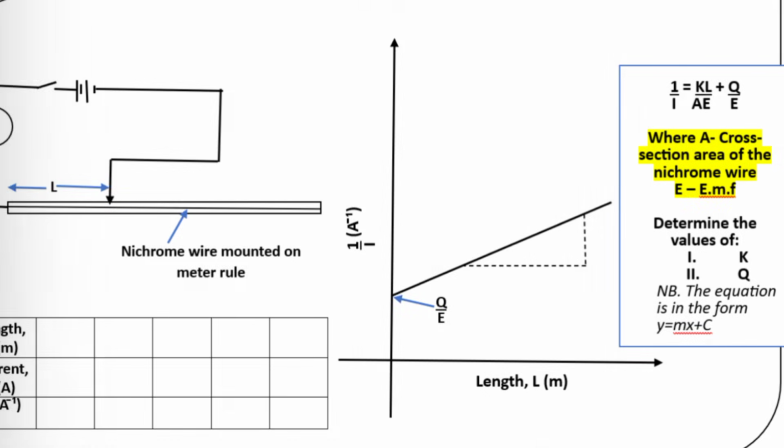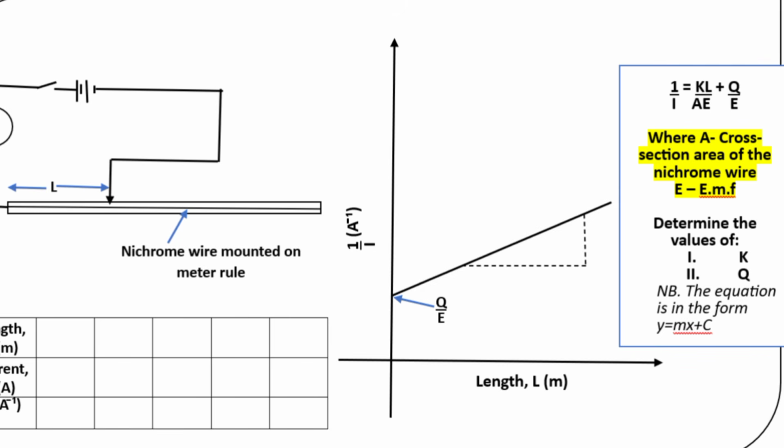We can also look at the fourth one before we go to another summary of the same. For this practical, we have cells, an ammeter, a switch, a nichrome wire, and this time round you are given the values of length on the nichrome wire.